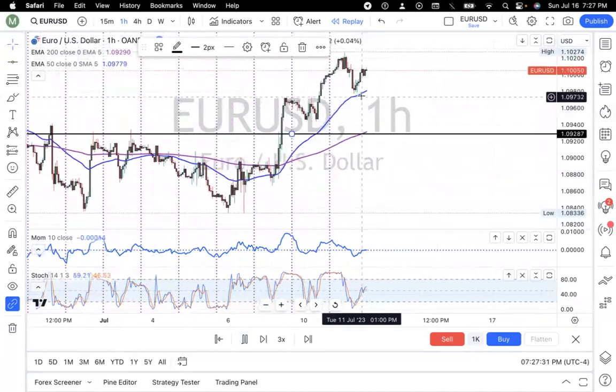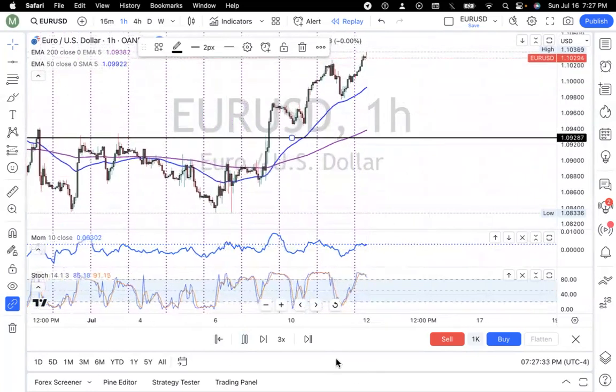I mean, to the blue line. Okay, so we can see that it actually did, right? We can see that it actually did. Now, it did take some time, and I know it could be confusing.